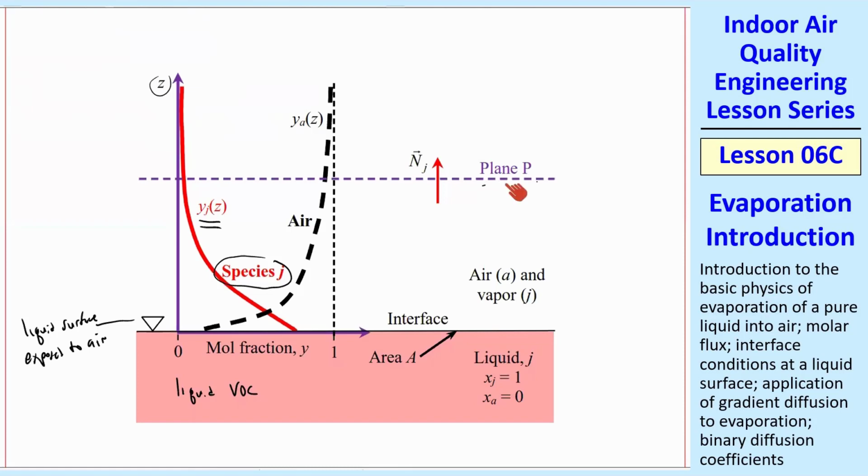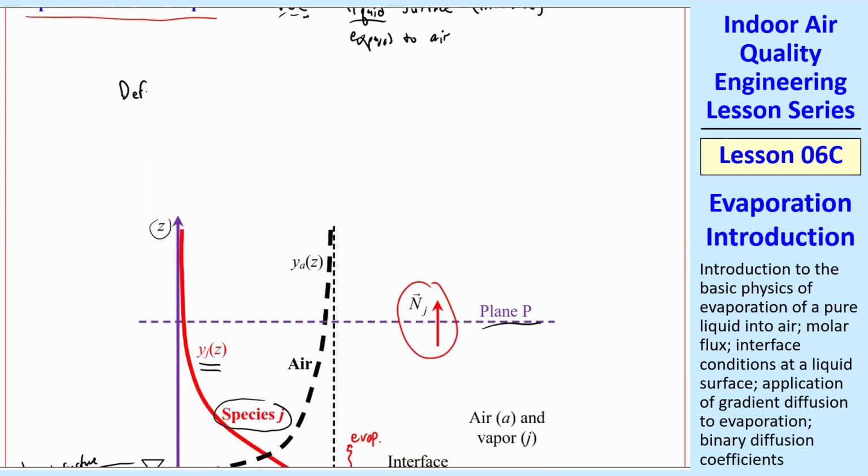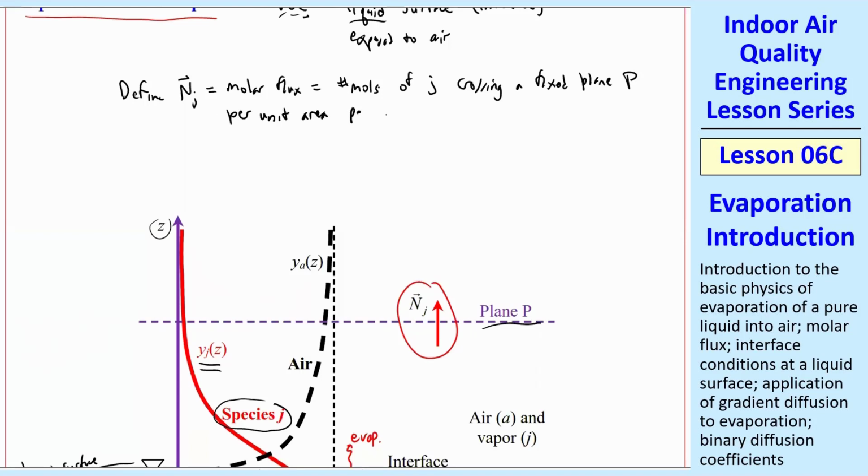We put in some plane P here. So what's happening is this liquid is constantly evaporating, and then those vapors are going out into the air. So we assume this is a very big room up here. First of all, let's define this Nj. It's called the molar flux, the number of moles of species J crossing a fixed plane P, and it's per unit area per unit time. Dimensions of Nj are N, number of moles, which is one of our primary dimensions, over L squared T, area and time. And the units are typically moles or kilomoles, generally kilomoles per meter squared per second.